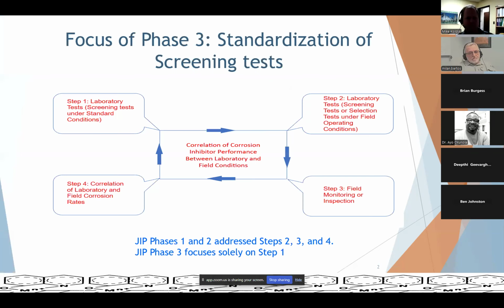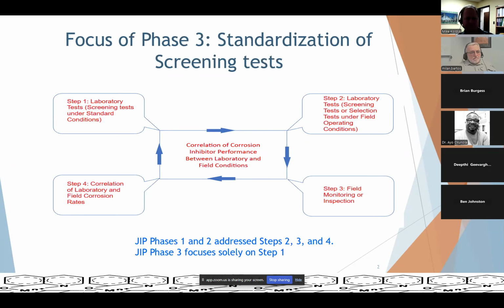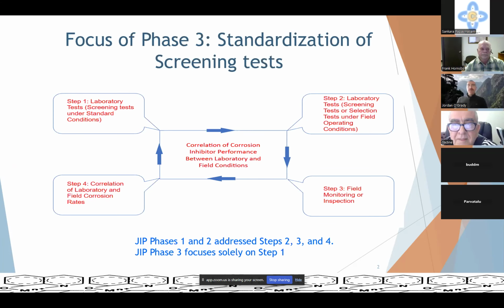Largely, this JIP has been through two different phases, and we're currently entering the third phase, which is going to be focused on the standardization of screening tests. Like I mentioned, the entire driving force behind this is to find correlation between corrosion inhibitor performance in the laboratory and under field conditions, in the field.